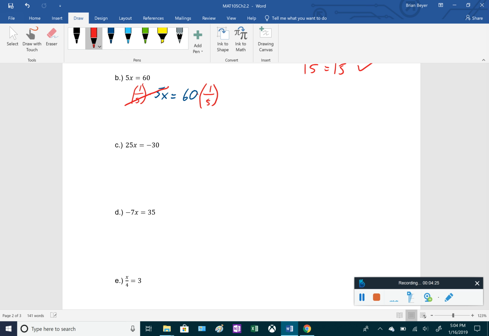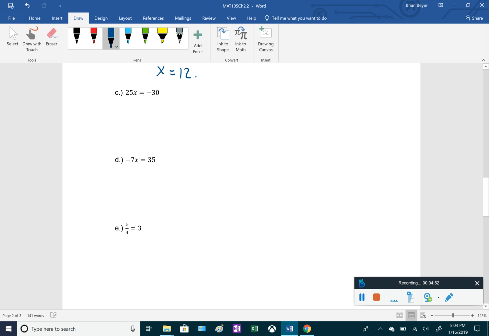This probably doesn't look as clean as what we just did, but we'll see when we're dealing with fractions, it's a little bit better. So we end up with x equals 60 times 1/5. 60 times 1/5 is the same thing as 60 divided by 5, and 60 divided by 5 is 12. So we get x equals 12 here.